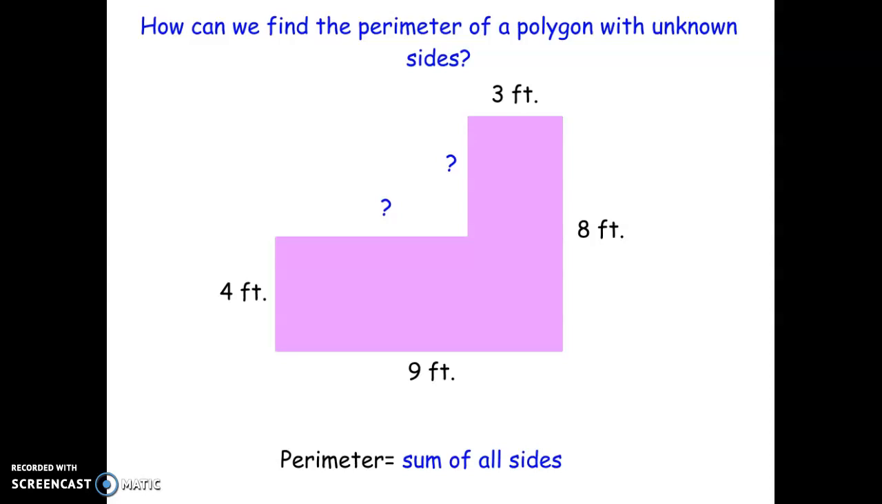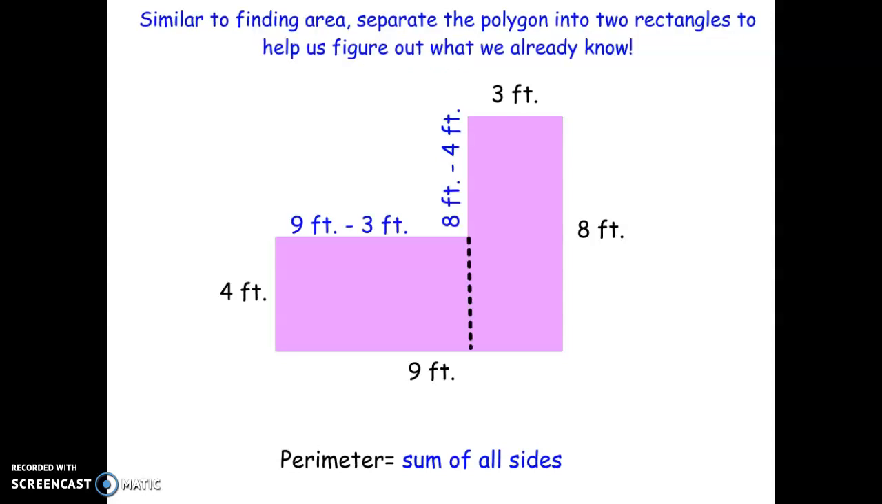Hi, mathematicians! You've been successful with finding the perimeter of a rectangle, but how can we find the perimeter of an odd-shaped polygon that also has some unknown sides? We know that the perimeter is simply the sum of all sides, but what do we do when we have some unknown lengths, as in this situation? Let's take a look at how we can tackle this problem together.